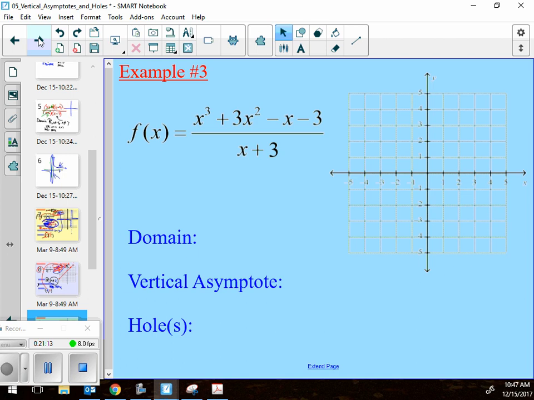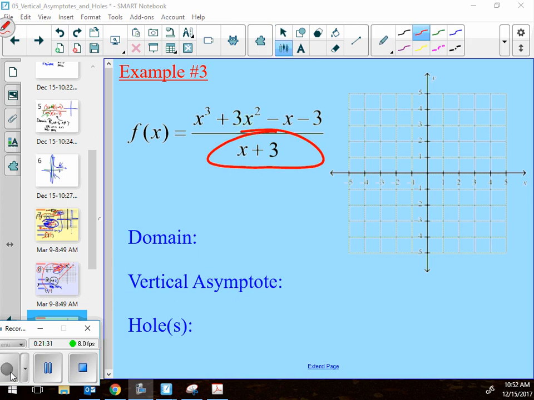And once you got it factored, something will cancel. That's going to make a hole. Remember, the things that crash the function are on the bottom, and they're either holes or asymptotes that crash the function. I'll pause for a minute while you give this one a try. Okay. Did you factor the top?